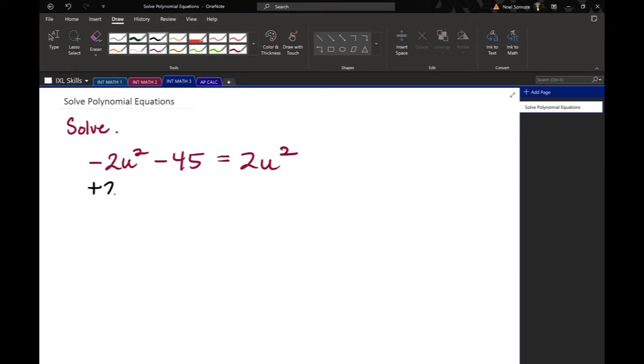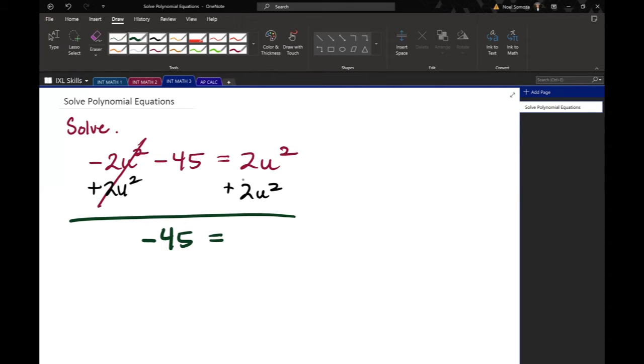So I need to bring 2u squared together with the other 2u squared. All right, so we're going to add 2u squared. The one on the left side will add up to 0. So now what we're left with is just negative 45 is equal to 4u squared.